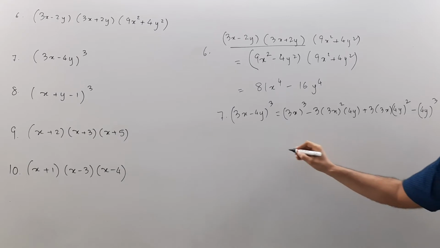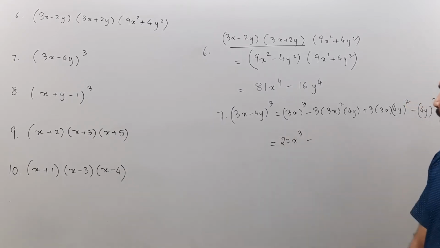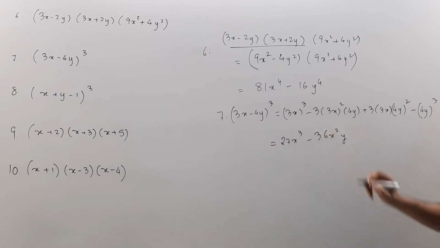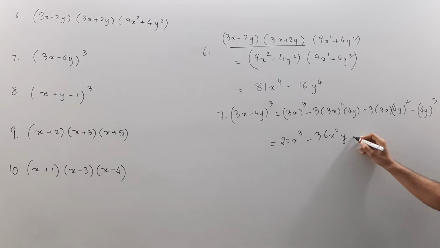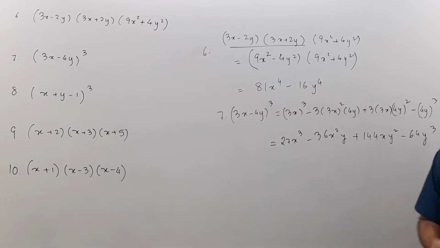Now when we expand, we get it as 27x cube minus 36x square y. When we expand this, we'll get 16 9s are 144 xy square minus 64 y cube. So this is the expansion of question number 7. Let's move on to question number 8 now.